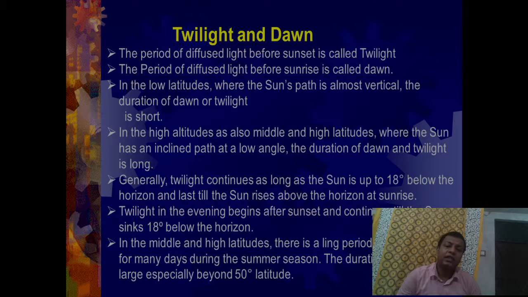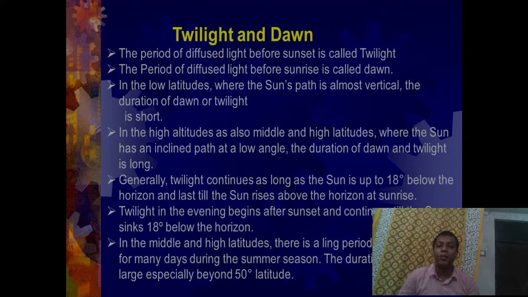Generally, twilight continues as long as the sun is up to 18 degrees below the horizon, and lasts till sunrise above the horizon. Twilight in the evening begins after sunset and continues till the sun sinks 18 degrees below the horizon. Actually, it is 6 degrees, after that 12 degrees, after that 18 degrees. But in your book it is given 18 degrees, so it is good.